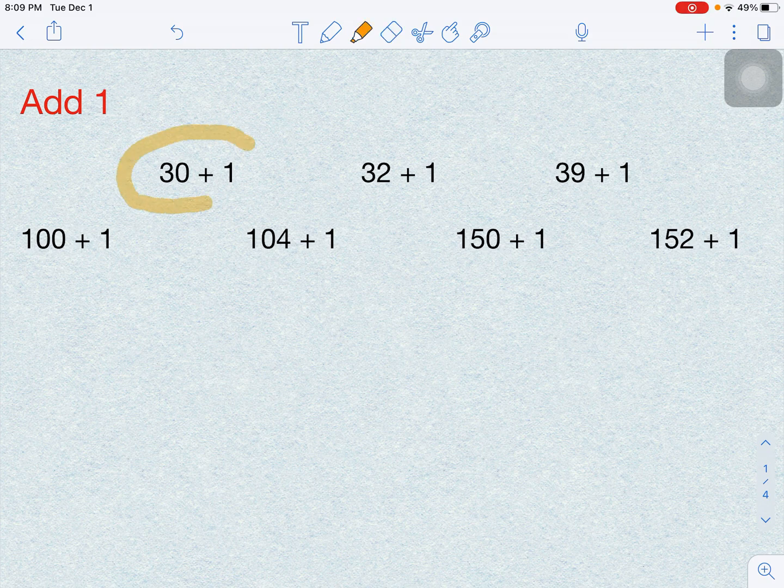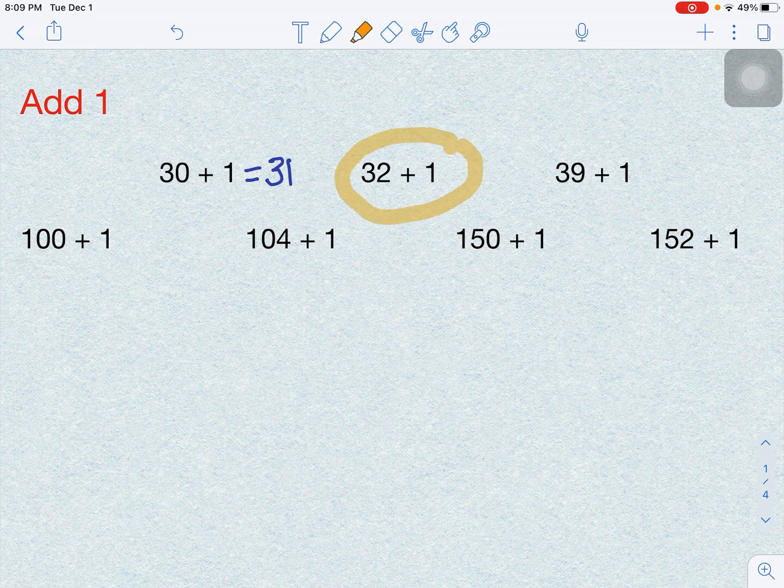The first question we're going to start with is 30 plus 1. Many of you might know that answer right away. That's right, it's 31. What number in that number of 30 changed? We made the 30 and we added the 1 to the ones place. So now we have 31. That was easy.